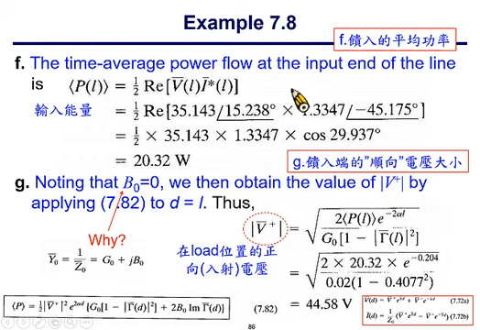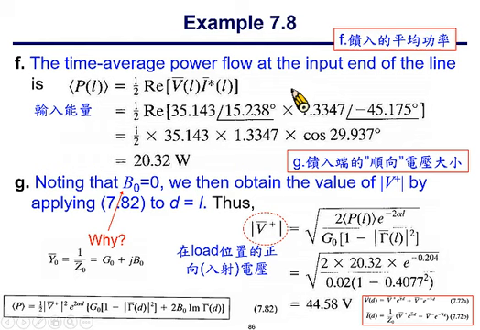And here is the reflection coefficient at the left end, and here is 0.02, as you can see here. So they are all known numbers. And here you have the voltage at the termination, which is 44.58 volts.